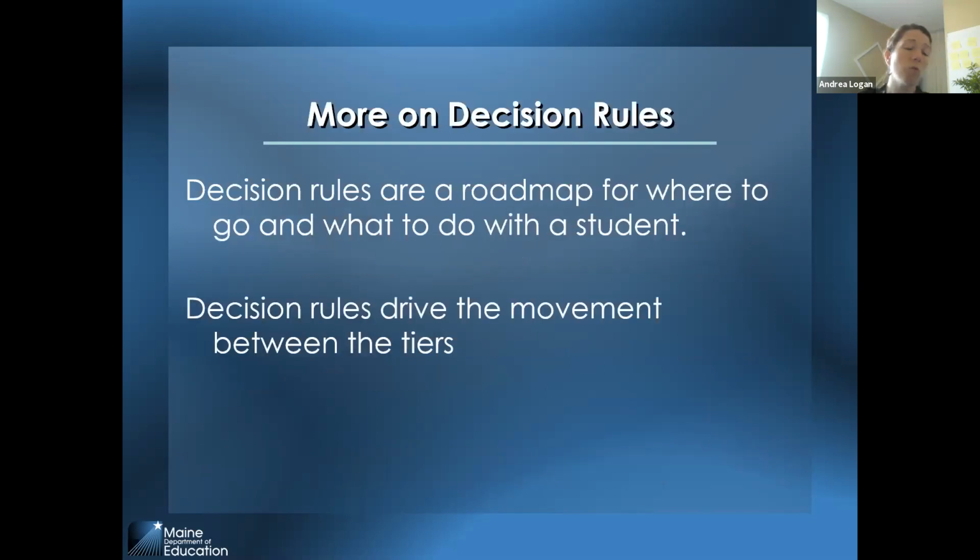So ultimately, decision rules are a roadmap for where you want to go and what you want to do with the student. And like we said before, these are predetermined. So if you find yourself in a classroom, for example, and you know that this particular student, we'll say Sarah, is a student who really struggles with writing, and she has some additional supports for writing. So she attends writing in the regular education setting.